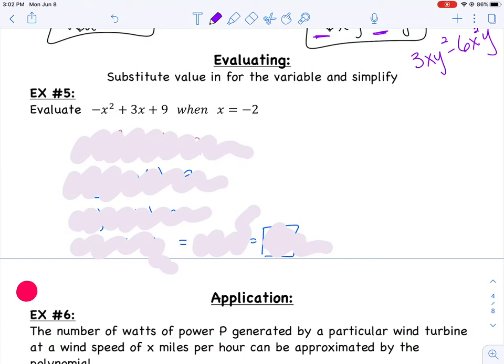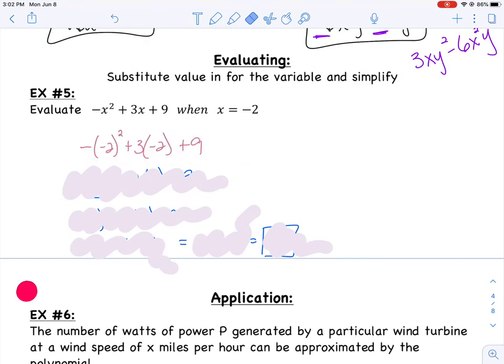What that means is we're just going to simply take out all the x's and substitute in a negative 2 instead. So wherever I see an x, I'm going to plug in a negative 2. Now the hard part here is you have to be really careful with your notation and making sure that you go step by step so you don't miss anything.